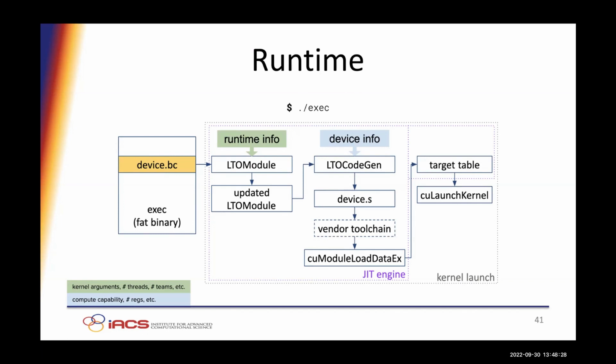Next, the module is fed to LTO code gen, which is created based on the actual device. Then there will be optimization and code generation, and we will get the assembly. After that, we call the vendor toolchain to generate the image, which might be optional depending on the actual target. We load it to the device and launch the kernel.